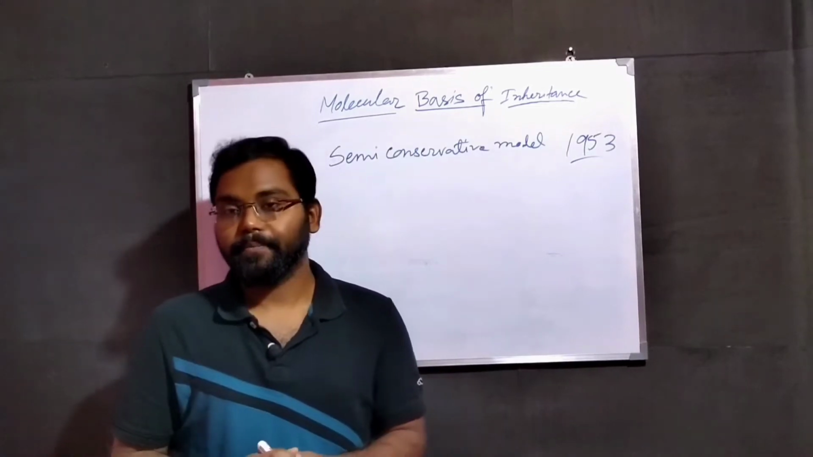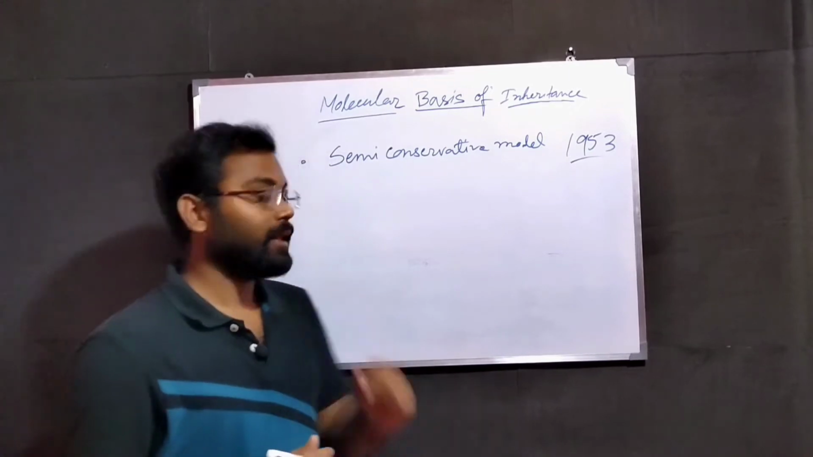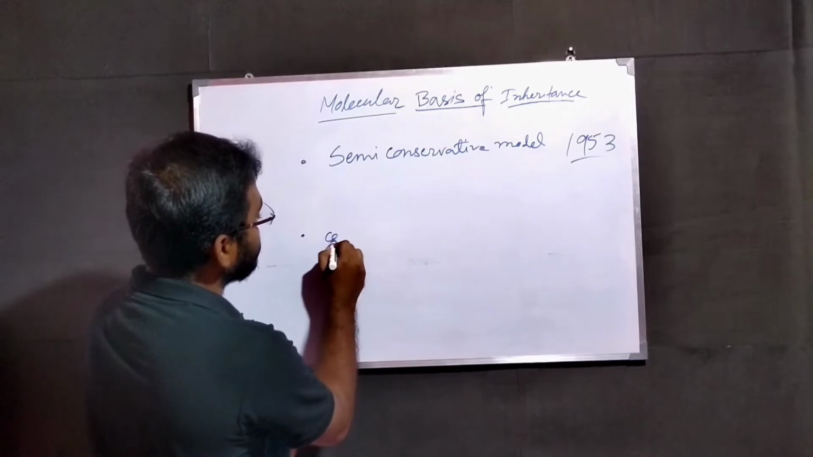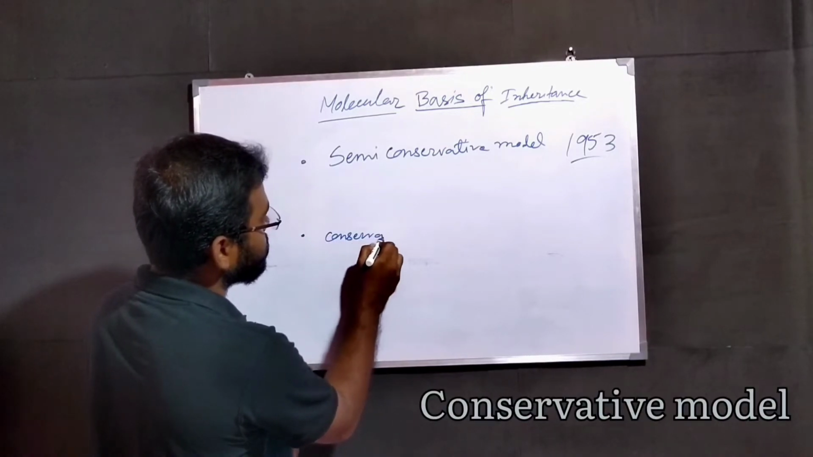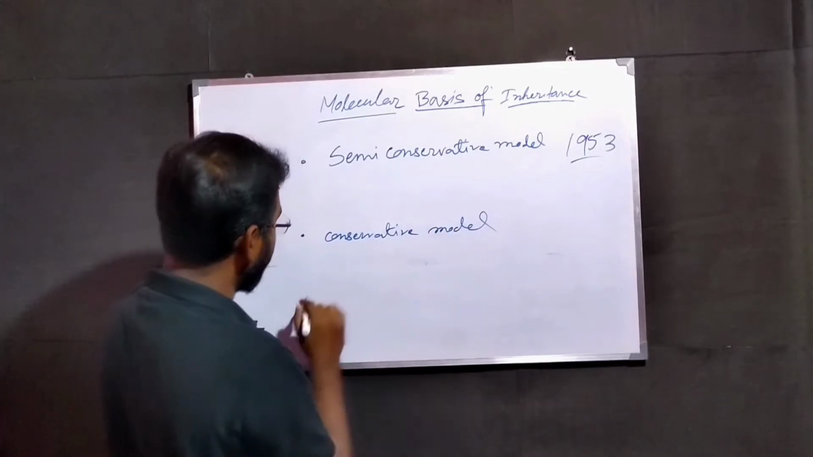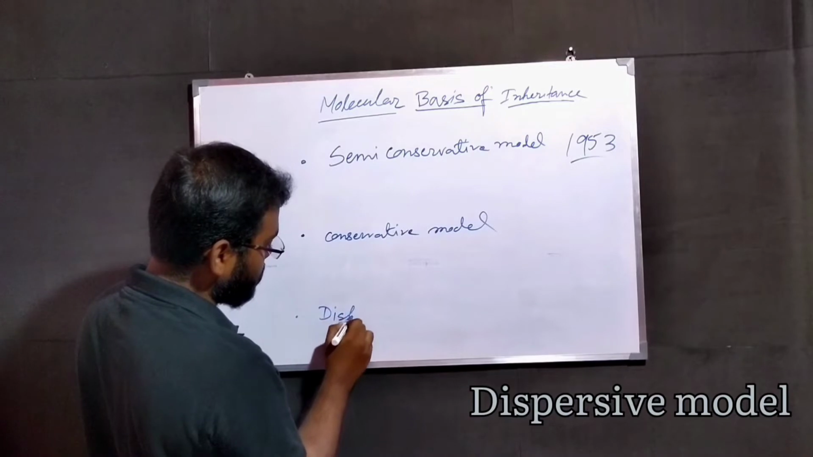At that time, there were two other models. Number two, the conservative model, and number three is the dispersive model.